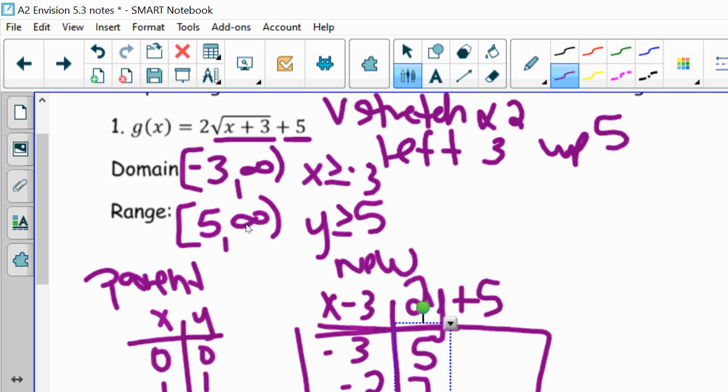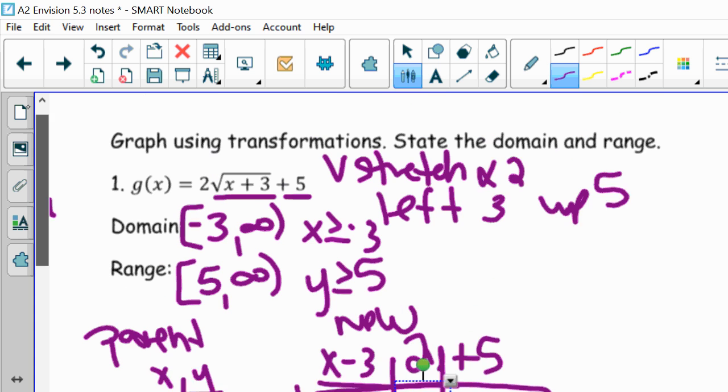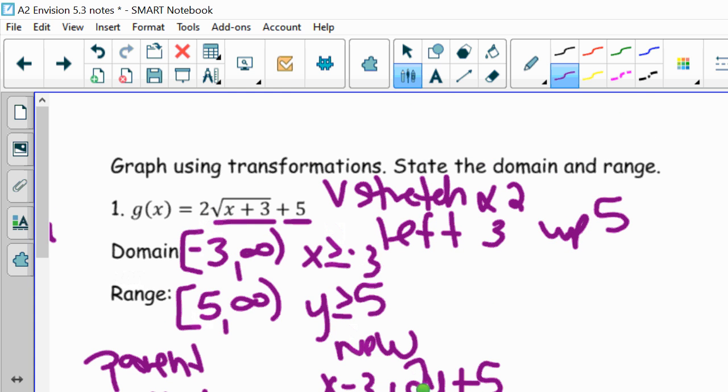So we're going to go over negative 3, up 5. Over negative 2, up 7. Over 1, up 9. Over 6, up 11 would be off our graph. So it's going to look something like that. From left to right, I can see this is increasing again.